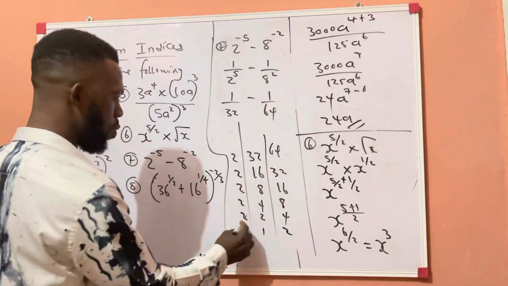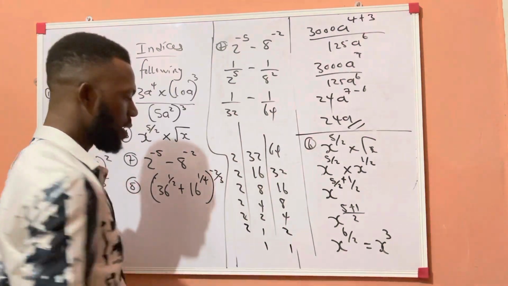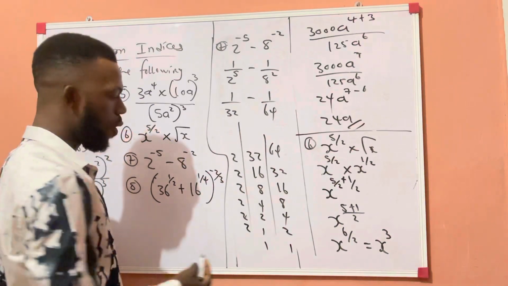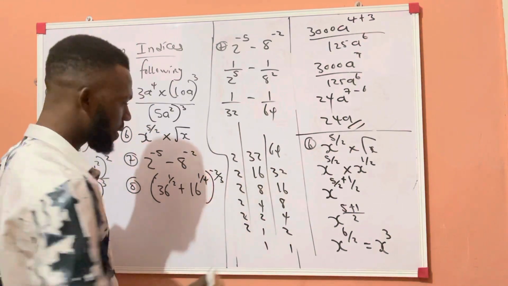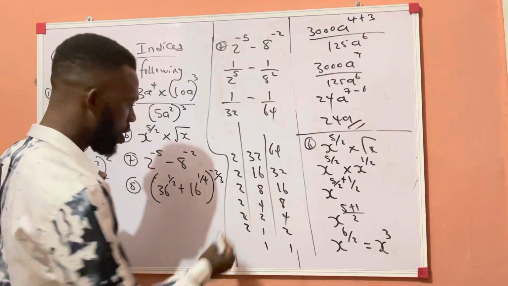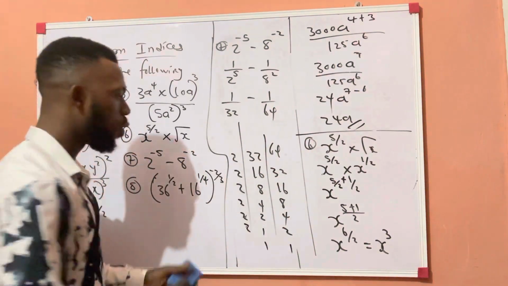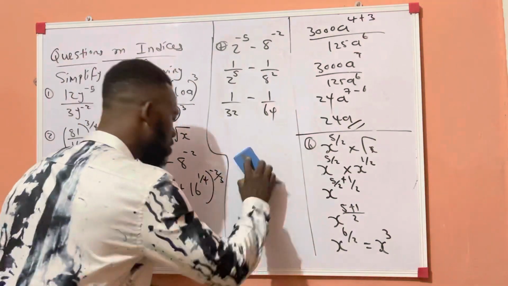And 2 can still go. 2 here, 1. 2 here, 1. Now we have gotten 1, 1. Now let's calculate. 2 times 2, 4. 4 times 2, 8. 8 times 2, 16. 16 times 2, 32. 32 times 2, 64. So our LCM is 64.